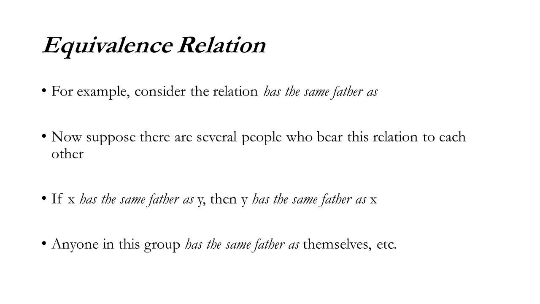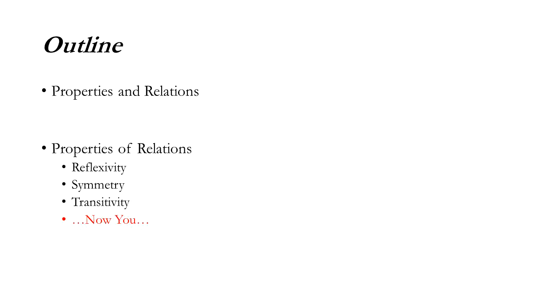For example, consider the relation has the same father as. Now, suppose there are several people who bear this relationship to each other. If x has the same father as y, of course, y has the same father as x. And anyone in this group has the same father as themselves, and I'll let you think through the transitivity aspect, but I think you'll agree with me that this property will hold as well. Now, I want to give you a simple task to think through some of these.